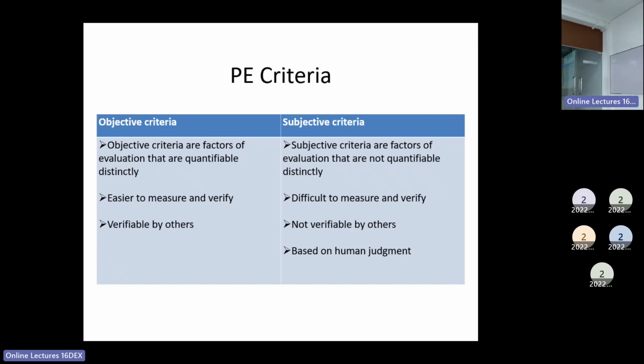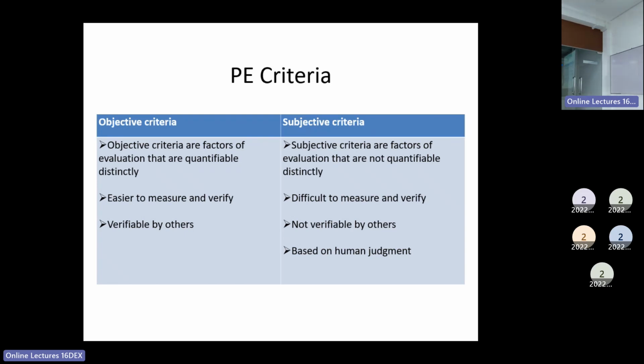But if two evaluators are evaluating the number of units produced, will they differ? They will get the same evaluation. Understand? So objective criteria use factors that are quantifiable, subjective criteria use factors that are not quantifiable. Objective criteria are easy to measure and verify, subjective criteria are difficult to measure and verify. Objective criteria are verifiable by others, subjective criteria are not verified by others, based on judgment.